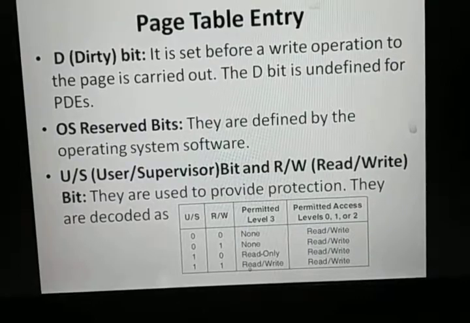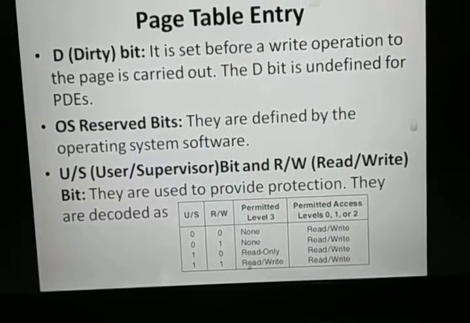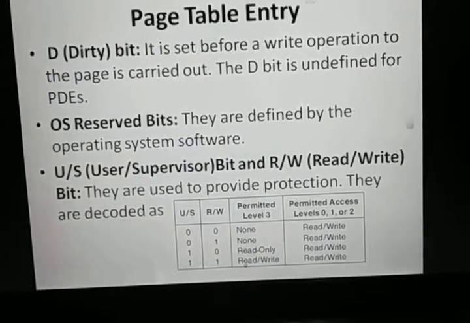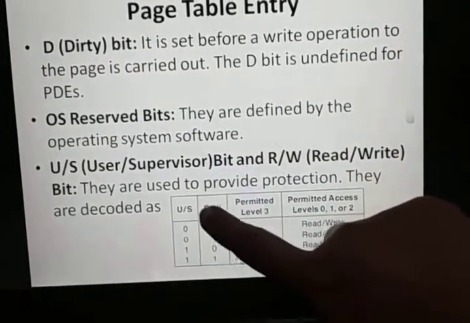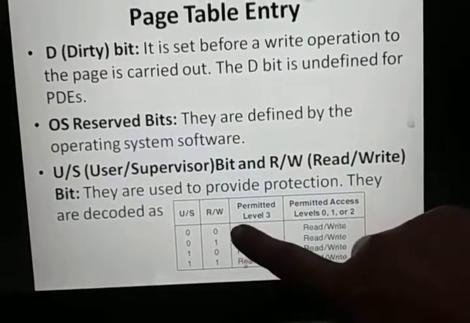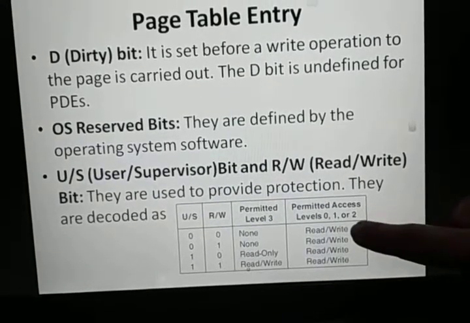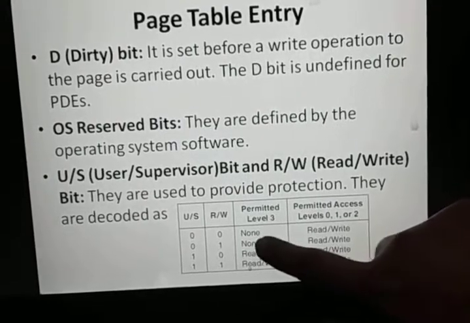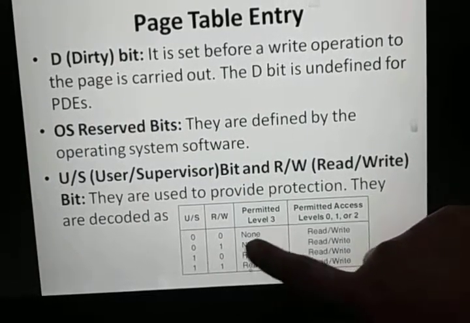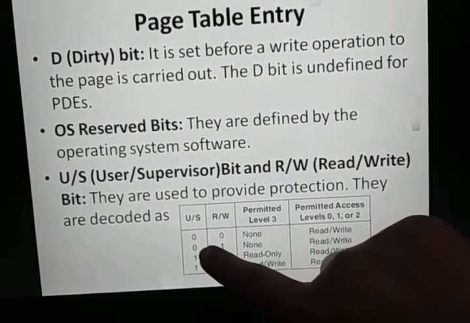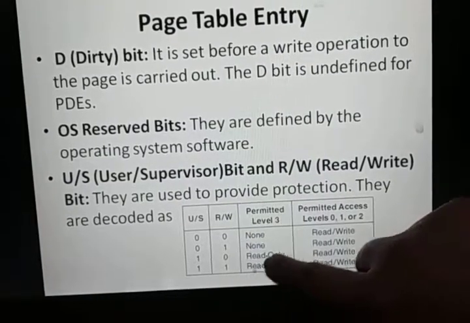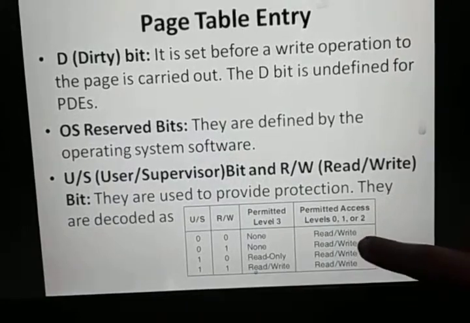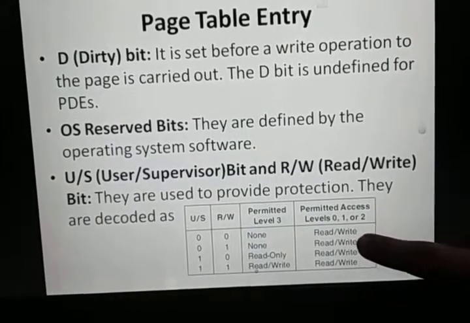The user supervisor bit and read write bit are used to provide protection. Here you can see if the user supervisor bit is 0 and the read write bit is 0, in that case we can perform read and write operations at privilege levels 0, 1 and 2, but at privilege level 3 we cannot perform the operation. If the user supervisor bit is 0 and the read write bit is 1, again we cannot perform the operation at privilege level 3, but we can at privilege levels 0, 1 and 2.